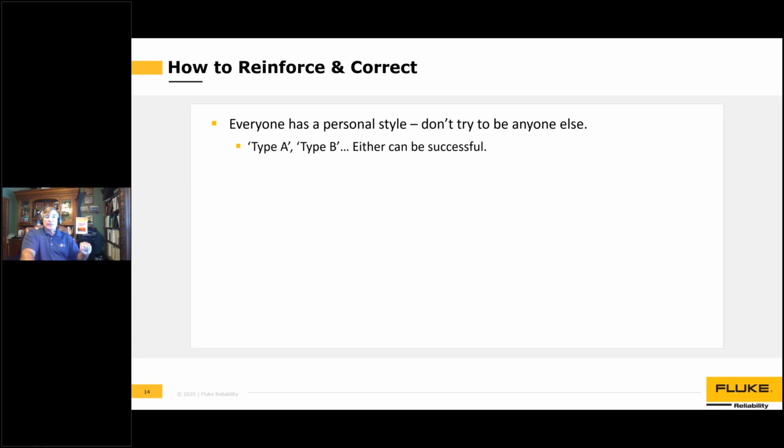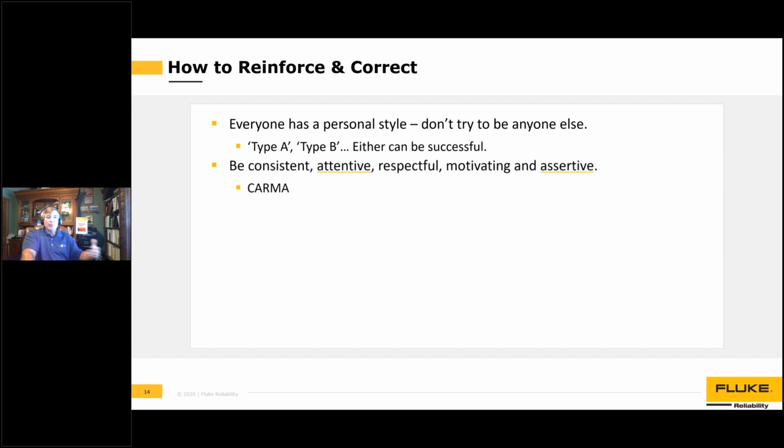Another thing I'll say is that everyone has a personal style. You don't need to be a particular type of person to be successful at driving and implementing a change. You've heard the type A and type B personalities, right? Type A is kind of a high stress, authoritarian type, and a type B is kind of a more laid back type, right? Either of those can be successful. One of the things that I'll talk about is that you need to be consistent at it, right?